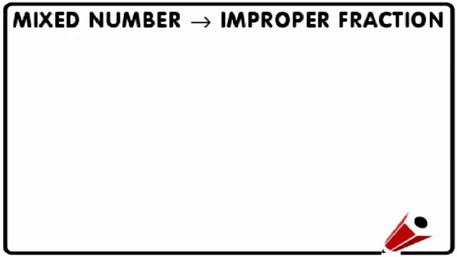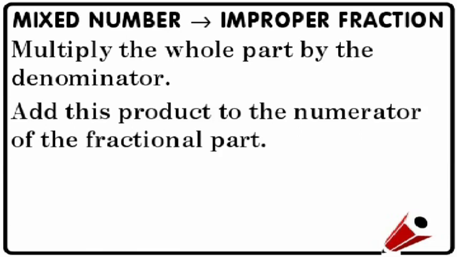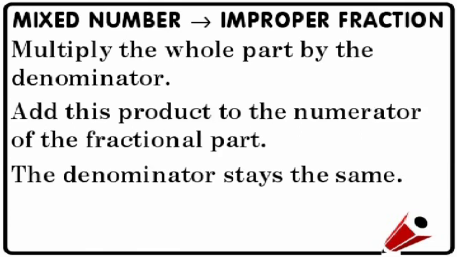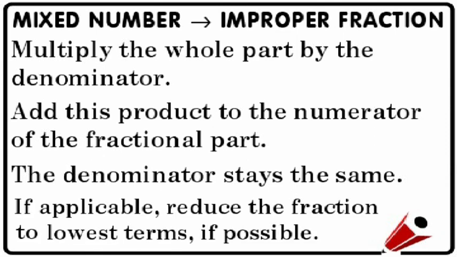Mixed number to improper fraction. Multiply the whole part by the denominator. Add this product to the numerator of the fractional part. The denominator stays the same. If applicable, reduce the fraction to lowest terms if possible.